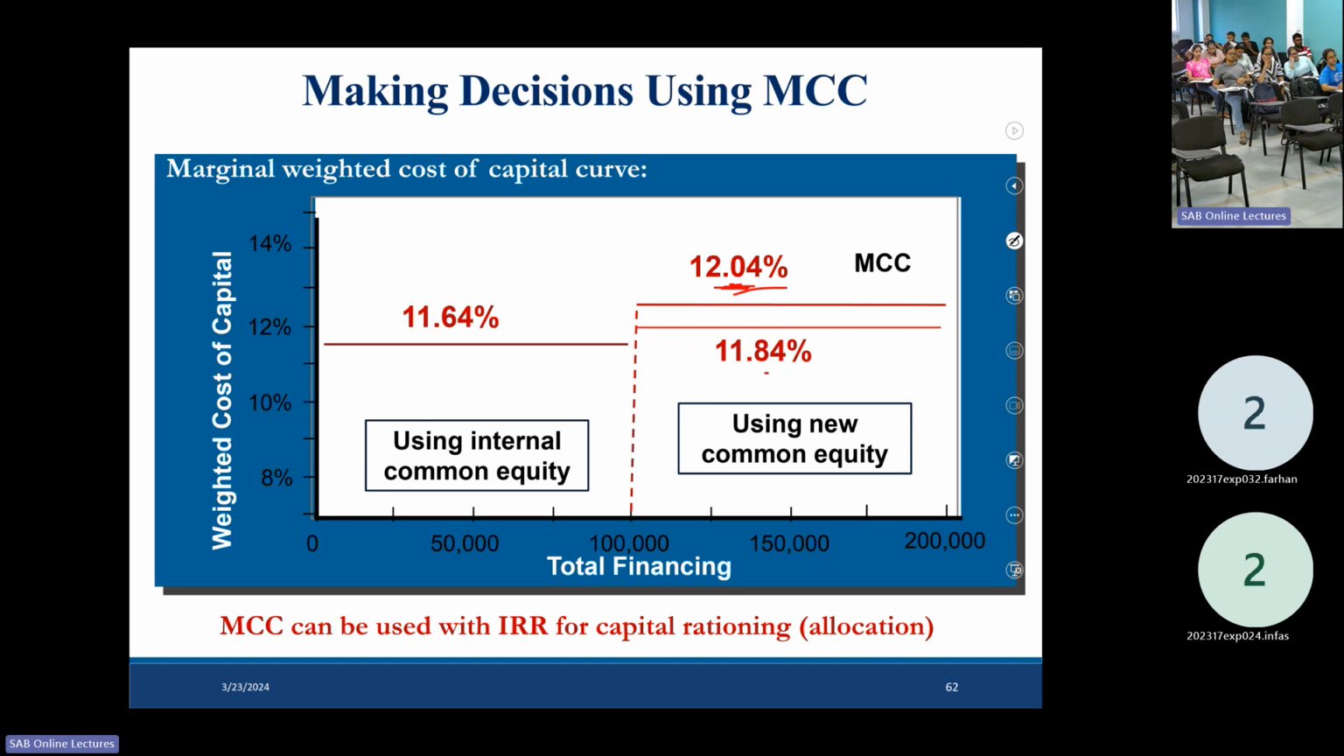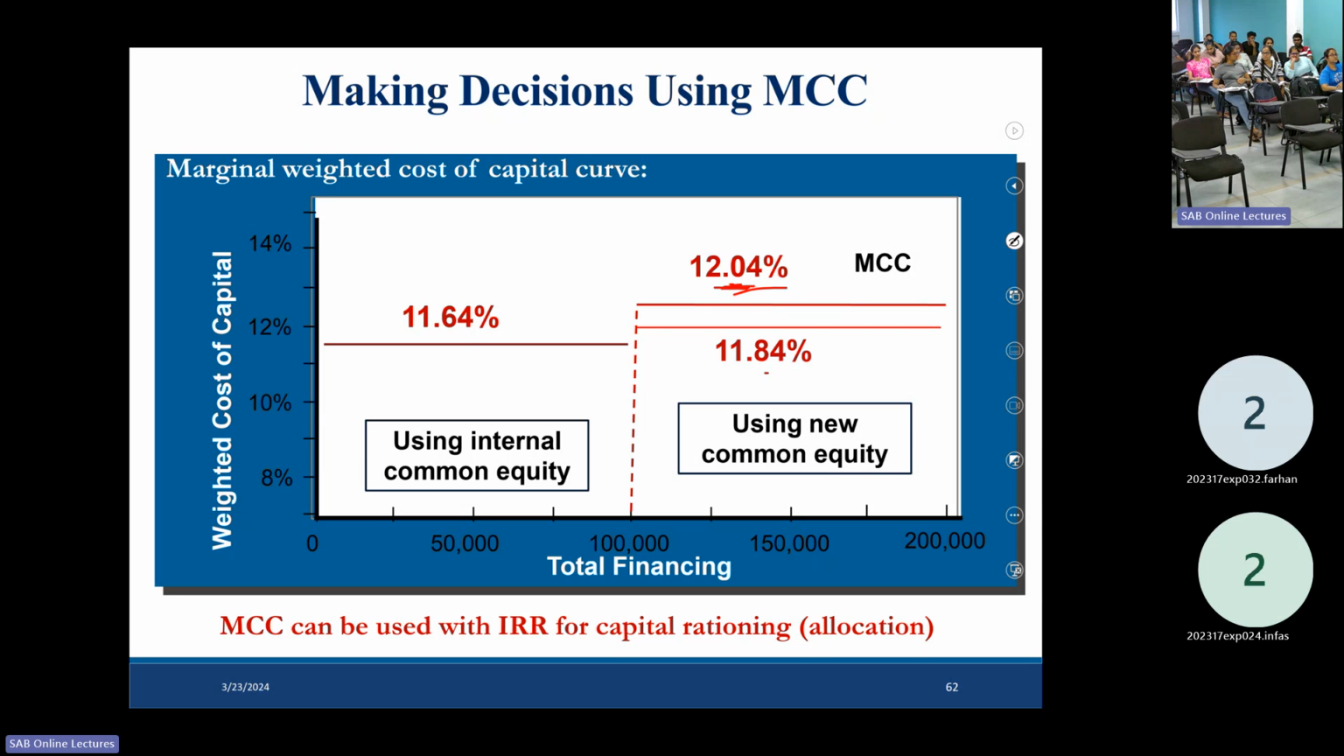Then on this diagram, you can draw the IRR schedule for the project. So then you can compare IRR with the MCC and you can evaluate the project. You can see which projects you are accepting, which you are rejecting. So likewise, you can evaluate. So that is actually the usability of this MCC and weighted average cost of capital.